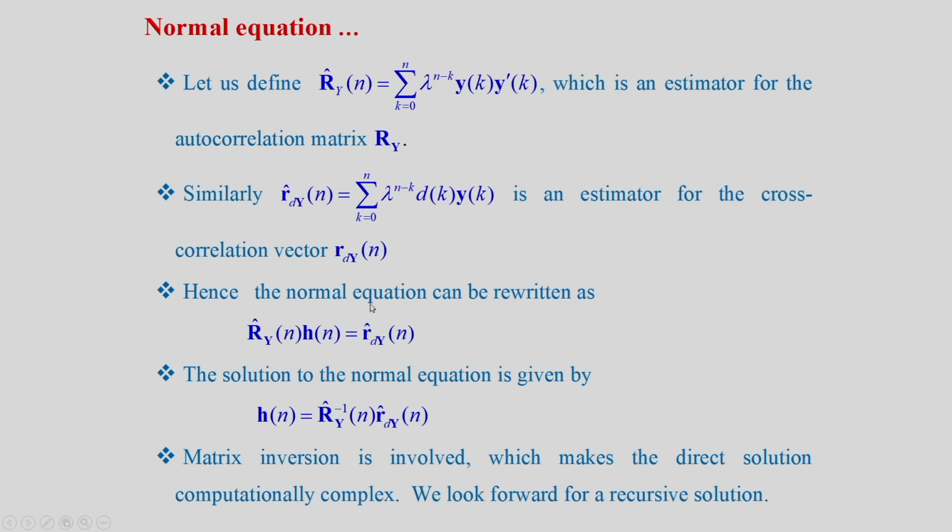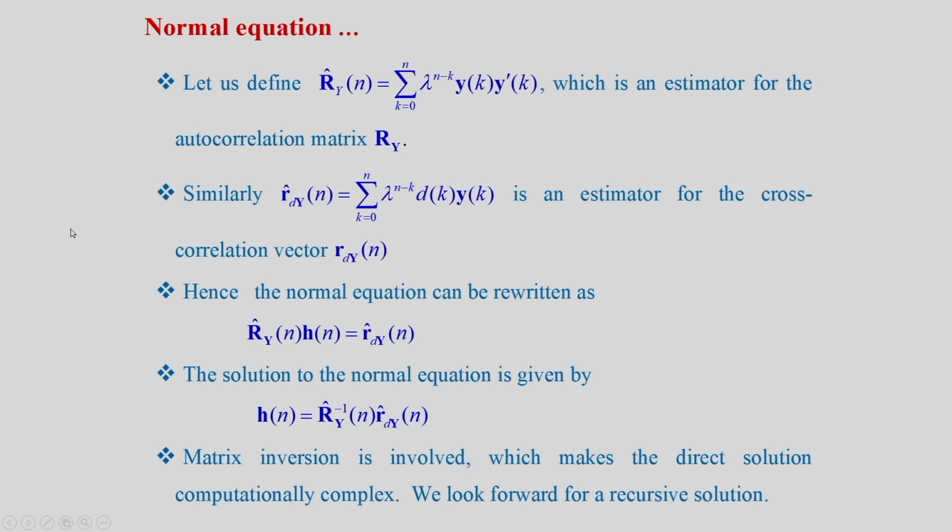So, hence the normal equation can be rewritten as R y hat n matrix times H n is equal to r dy hat n vector. This matrix is invertible, therefore, the solution of the normal equation is given by H n is equal to R y hat n inverse times r dy hat n vector.